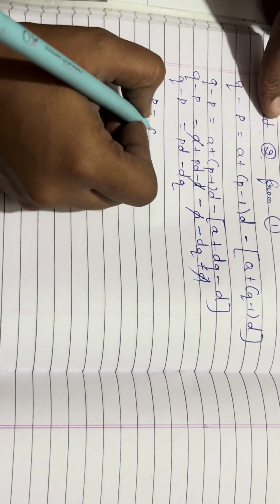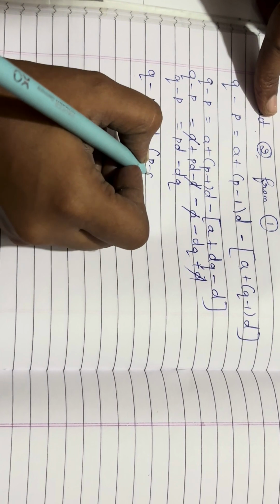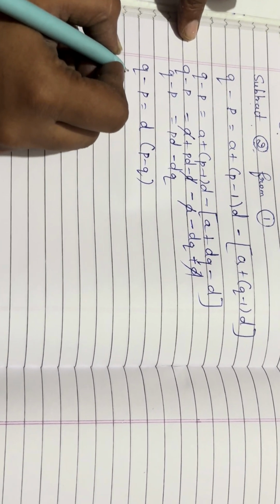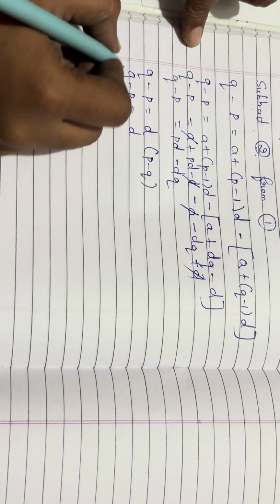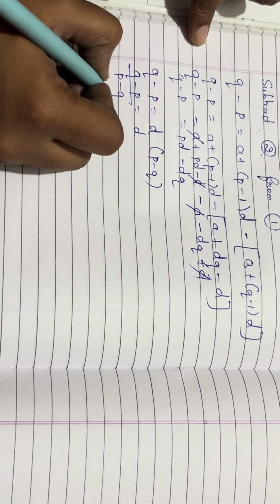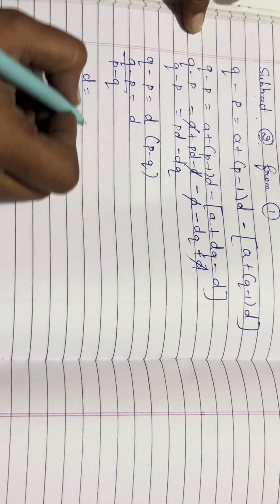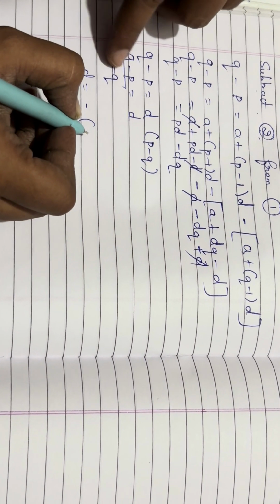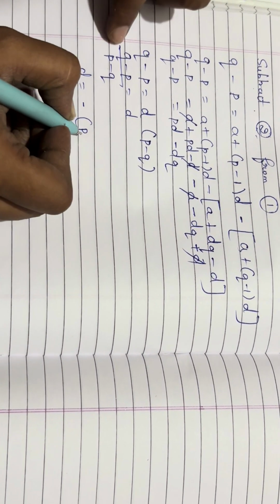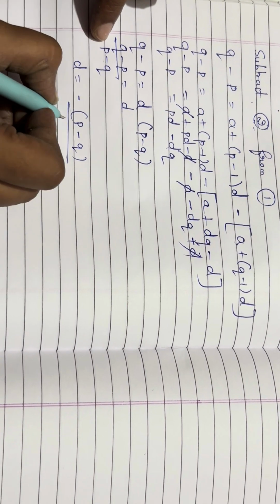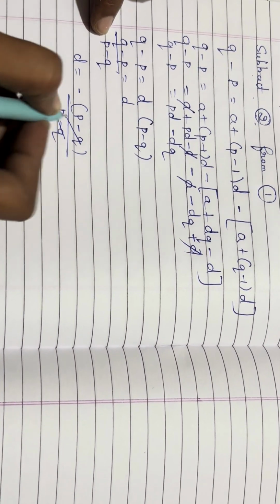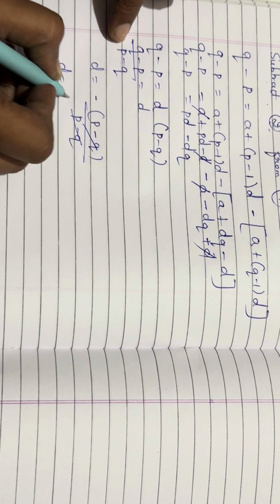Q minus P is equal to, take D common, D into P minus Q. So Q minus P is equal to D into P minus Q. D is equal to, take minus common: this minus becomes plus P, this plus Q becomes minus Q. So write the denominator as it is, P minus Q. They cancel each other. You will get D is equal to minus 1.